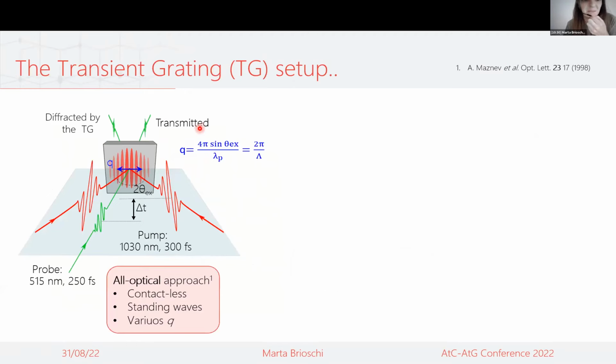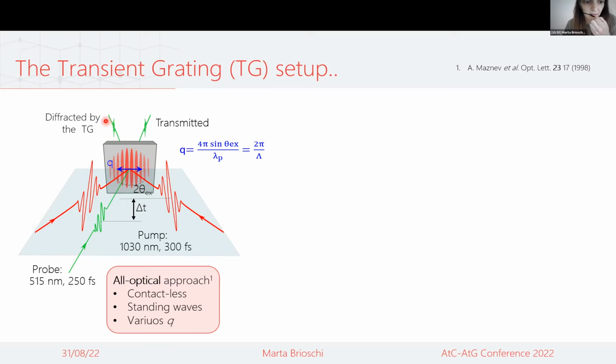So in our case, we adopted an all-optical approach to generate surface acoustic waves, which is based on the transient grating technique. In the transient grating technique, you have two coherent pump pulses that interfere on the sample to generate a transient intensity grating, which allows you to generate surface acoustic waves via thermal expansion at fixed wave vector. And the wave vector can be tuned by acting on the geometry, namely the angle between the two pump pulses and the pump wavelength.